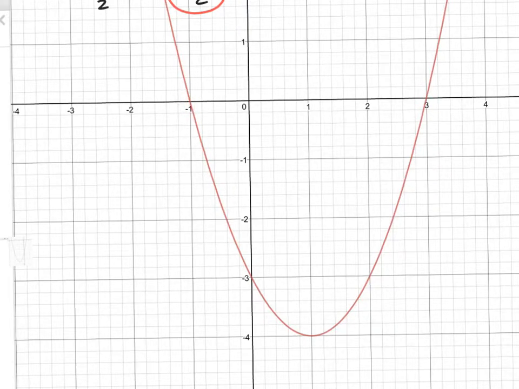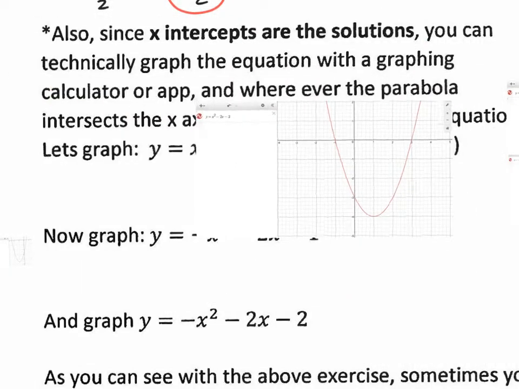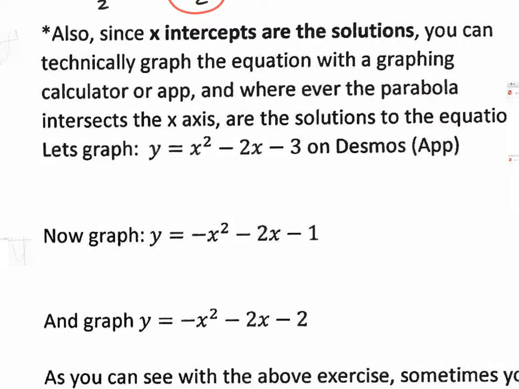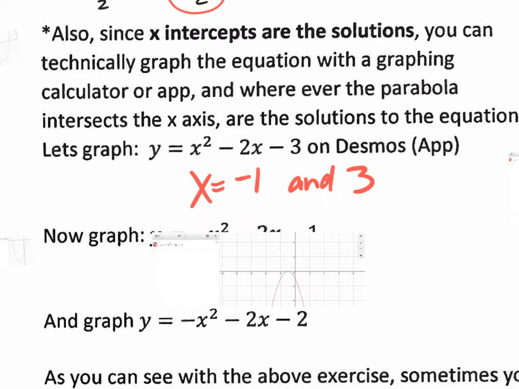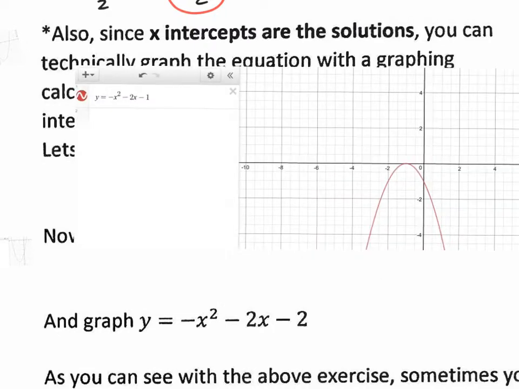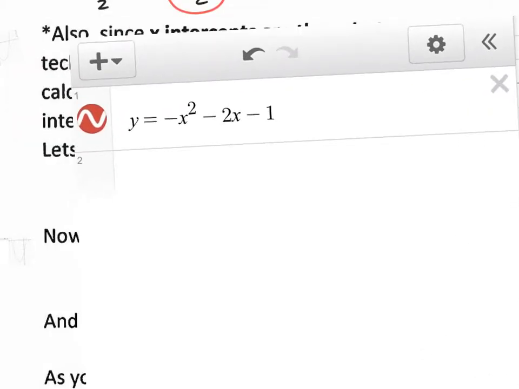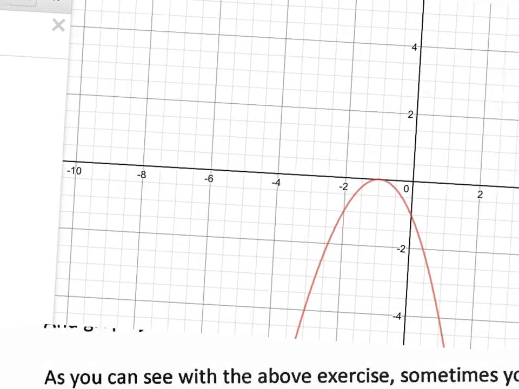-1, +3. That's it. So if I know that, x equals -1 and +3. If we take a look at the next one on the Desmos app, here it is. Obviously we know certain things just by looking at it. It opens down. We could find the vertex using the formula, but here's the graph of it.